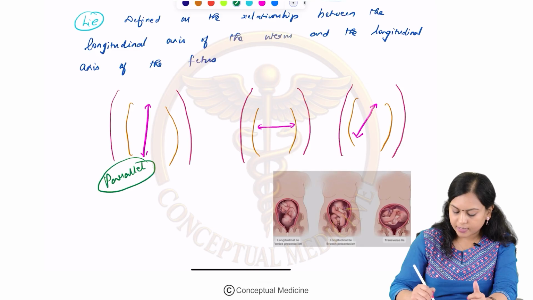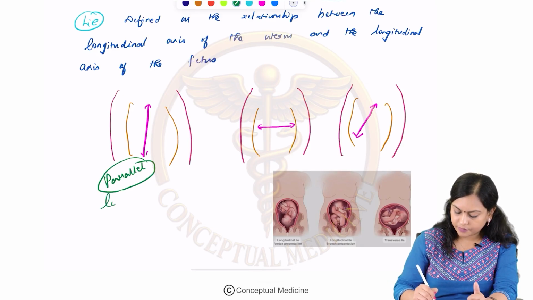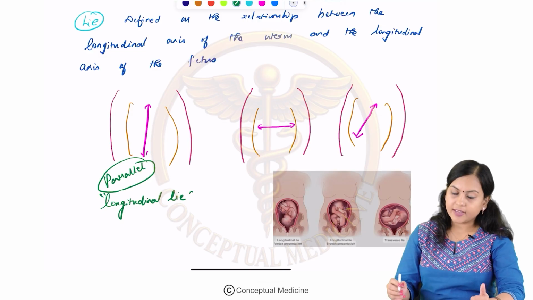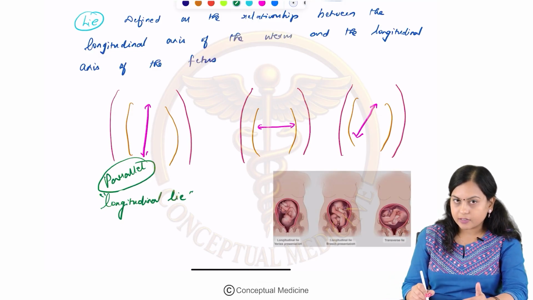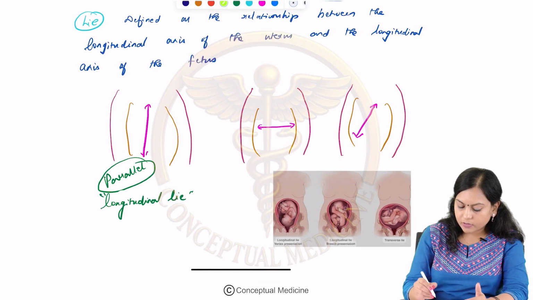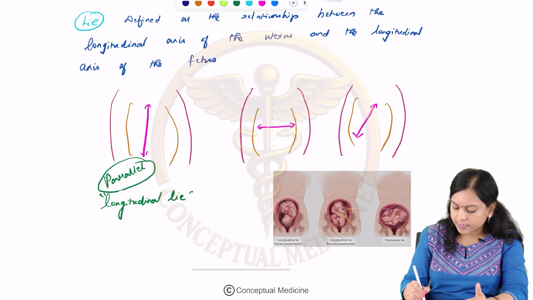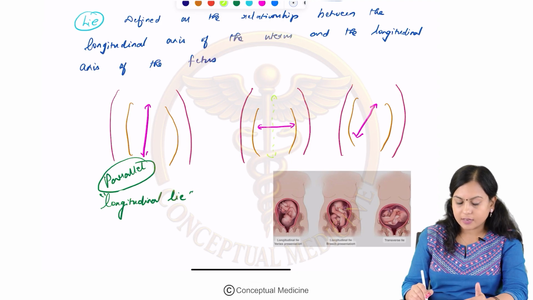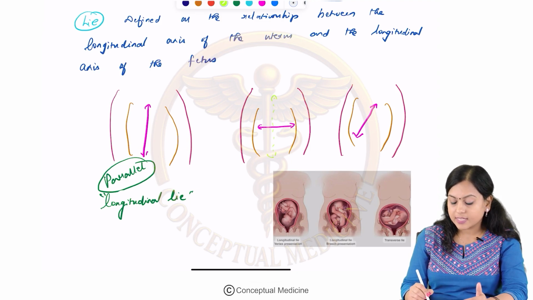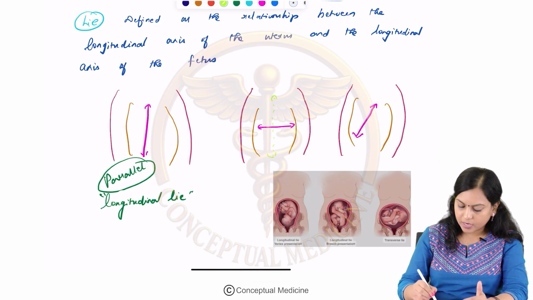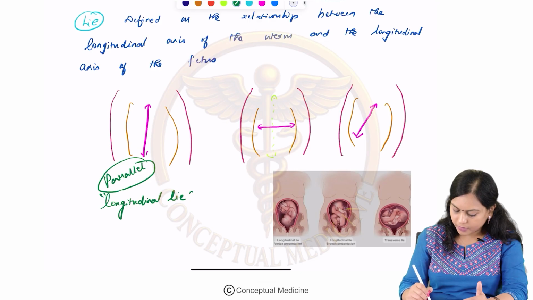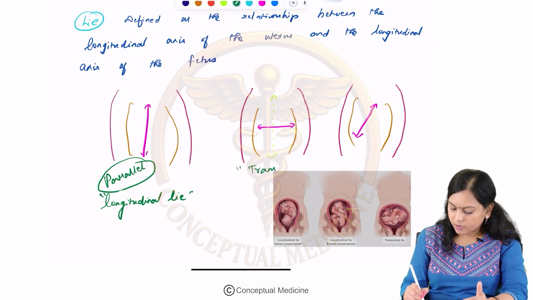So, this is defined as a longitudinal lie, okay, and where the longitudinal axis of the fetus is transverse to the longitudinal axis of the mother. So, this is how the longitudinal axis of the mother is passing. But if you see here, the longitudinal axis of the fetus is lying just at right angles to the longitudinal axis of the mother. So, this relationship is known as transverse lie of the fetus.